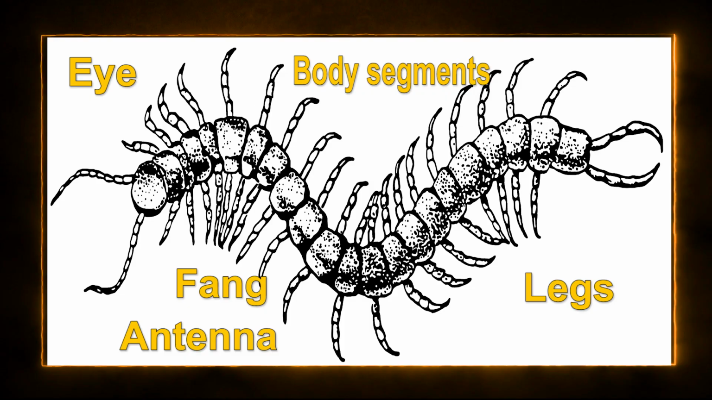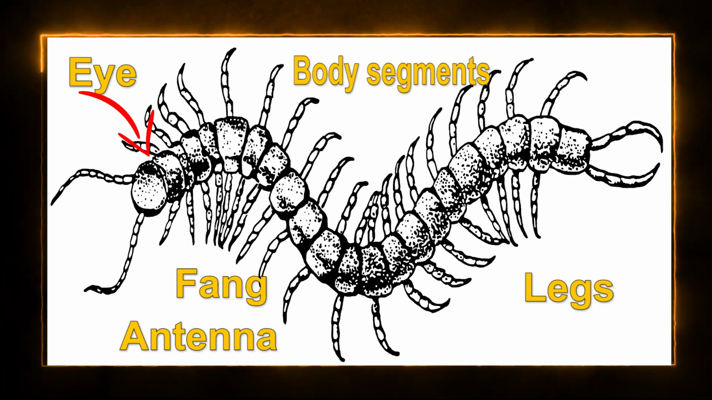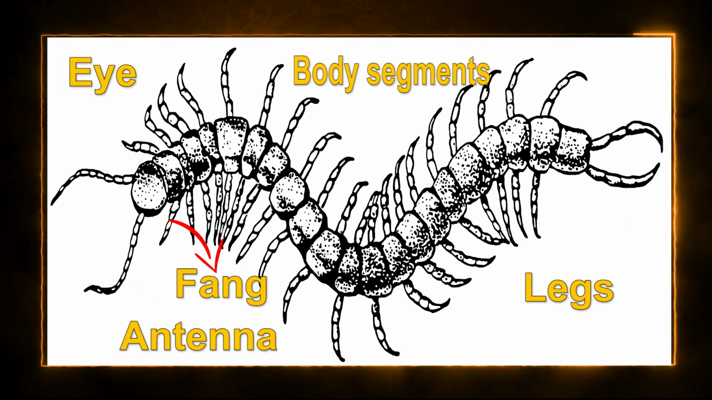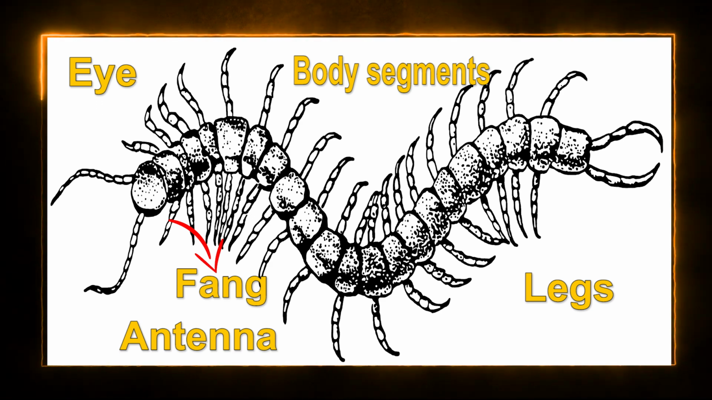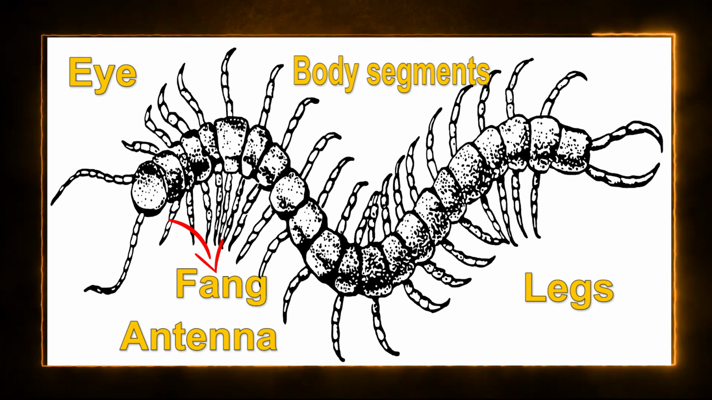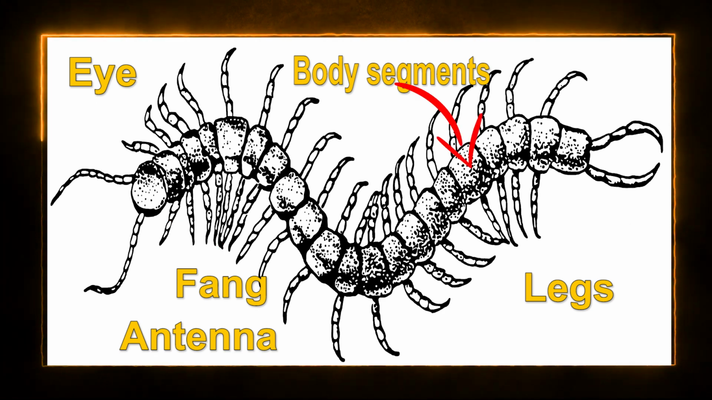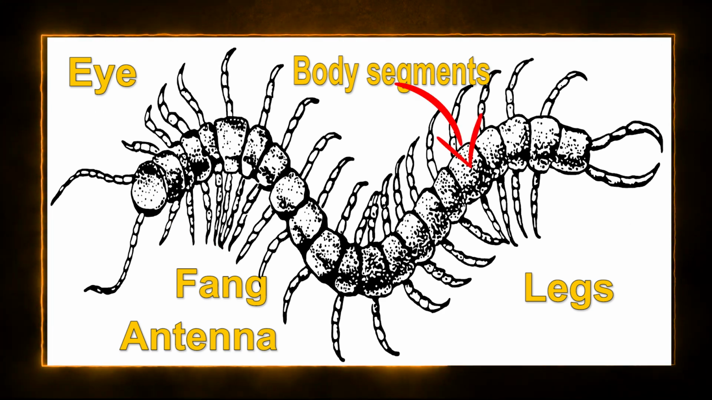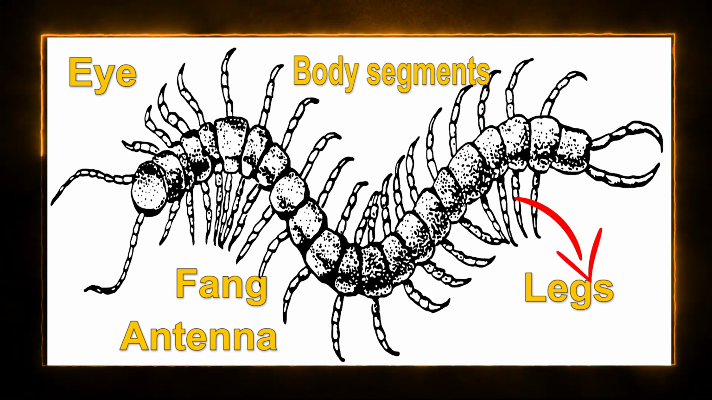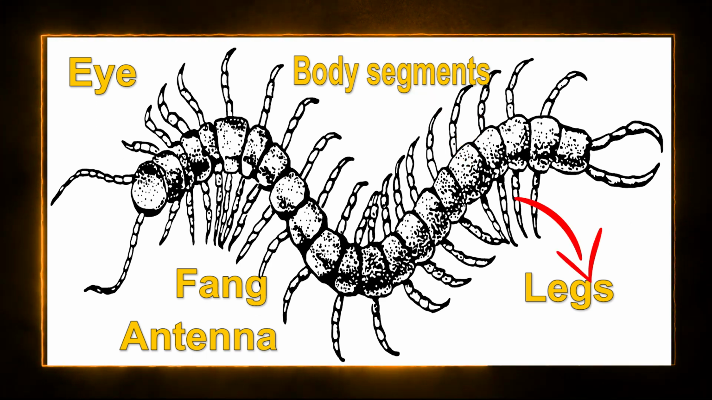Now let's discuss the parts of the myriapod. Most myriapods would have an eye, and they have antennae and fangs that are used to trap their prey. And as mentioned before, their bodies are divided into segments. Another noticeable fact is that myriapods have many legs, more than 10 pairs.